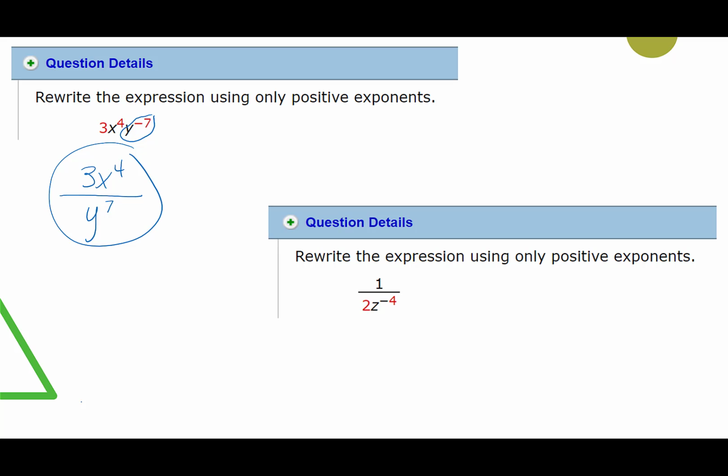Take a look at this other one. The base that has the negative 4 exponent is just that z, and so we'll leave the fraction 1/2, but move the base z to the numerator and switch it to a positive 4 exponent instead of a negative 4. And actually, when you're typing this into WebAssign, you don't need the coefficient 1, so you can type in z to the 4th over 2 as your final answer.